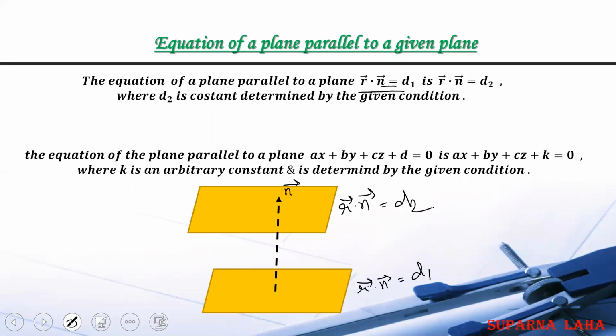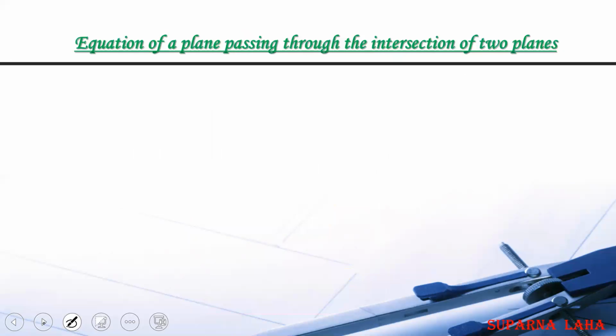Any other condition will be given and you can find the value of d2. When we solve some problems on finding the constant value, it will be more clear to you. And to represent the general vector form to the general Cartesian form, you can easily establish this equation. Now, next is the equation of a plane passing through the intersection of two planes.